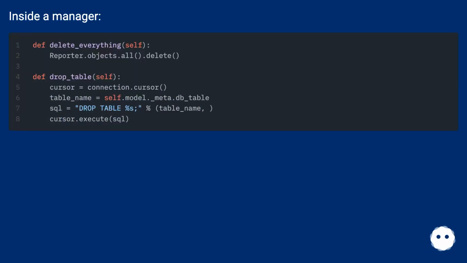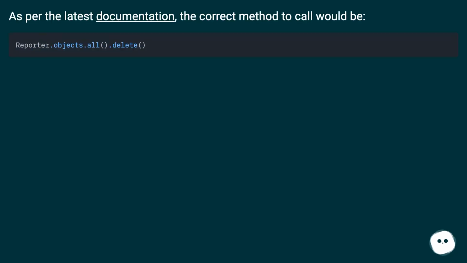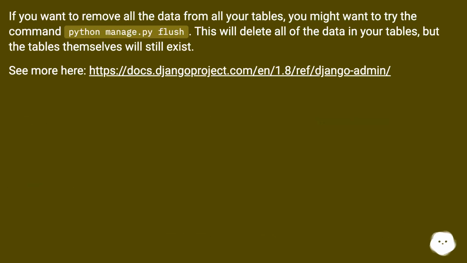Inside a manager. As per the latest documentation, the correct method to call would be shown here. If you want to remove all the data from all your tables, you might want to try the command python manage.py flush. This will delete all of the data in your tables, but the tables themselves will still exist. See more here, this URL.